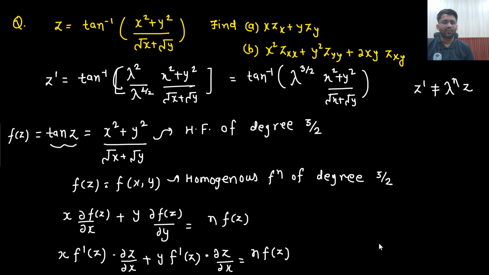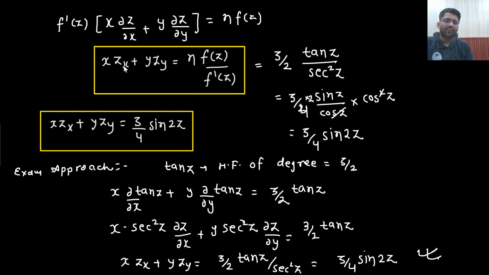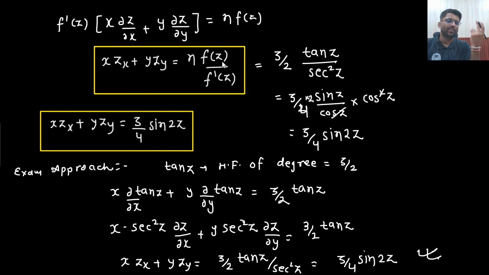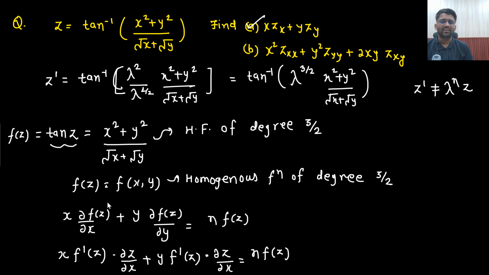Understandable? All good? All fine? So first we have done this very easily. And if you are able to remember this one, that if f of z is a homogeneous function, then this will be the answer, then it would be good for you. In the mind as well you can derive it. It's not that tough.